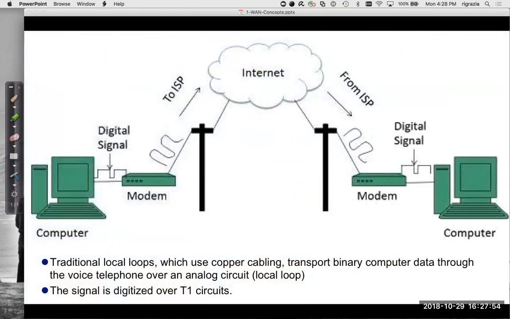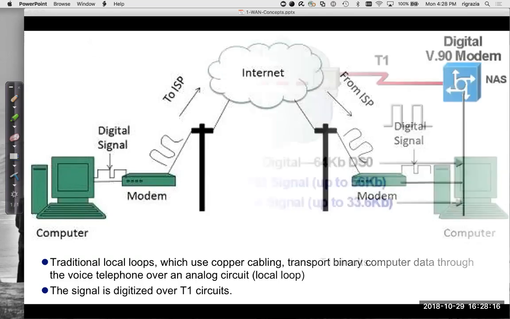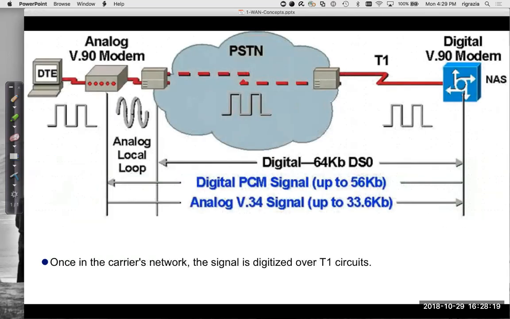Okay, so in the old days, back when I was young, we used the public switch telephone network for about most of our networking, at least a lot of our remote access to the network and to the servers and mainframes. A lot of this involved modems to convert or translate the digital signal coming from the computer to the analog signal that had to be sent over the local loop to the public switch network.